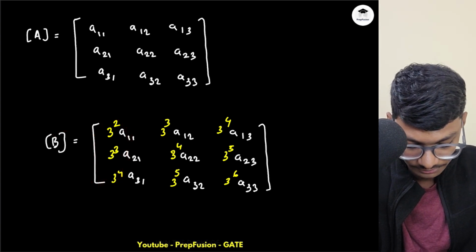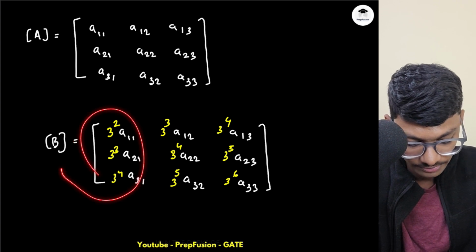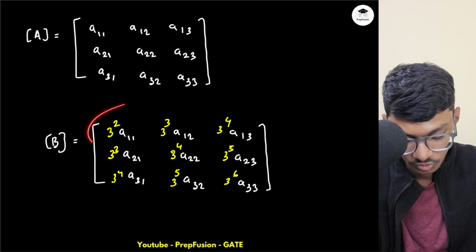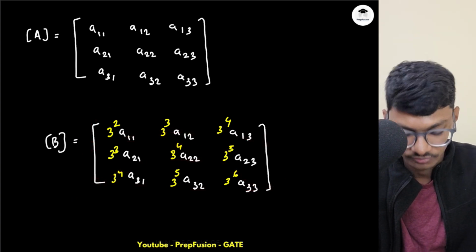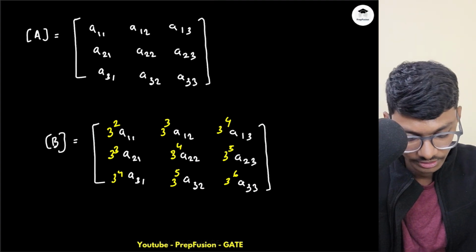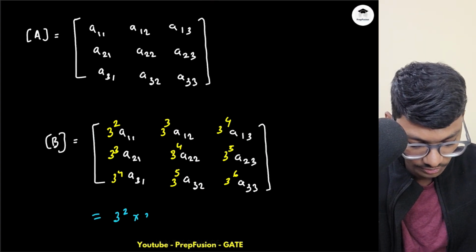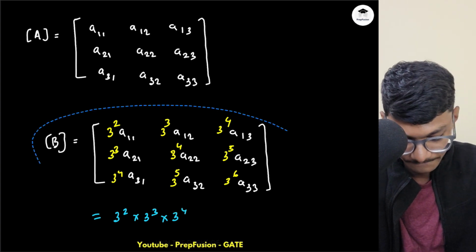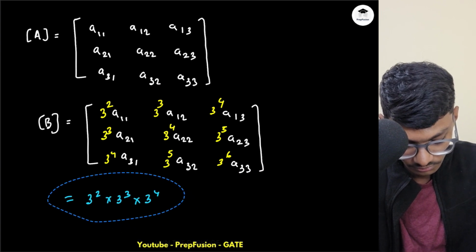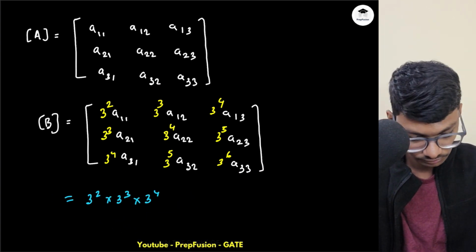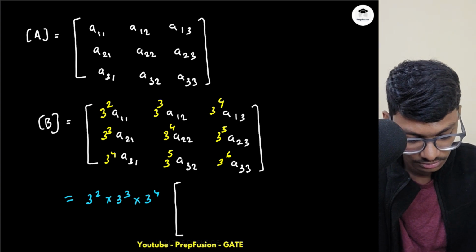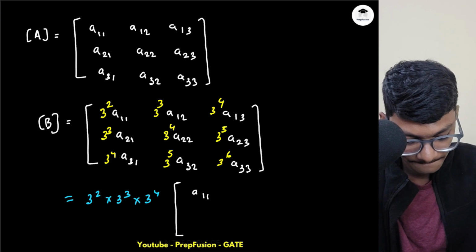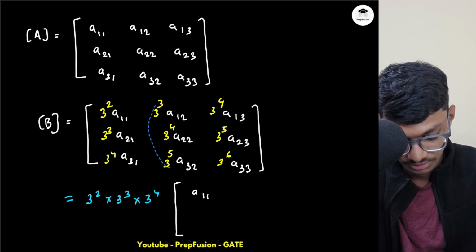Let me take 3 square, 3 cube, and 3 to the power 4 from each of these rows. You can take from columns also, whatever is suitable for you. I'm taking common 3 square, then 3 cube, then 3 to the power 4. So this one will become A11, and this will still remain something.